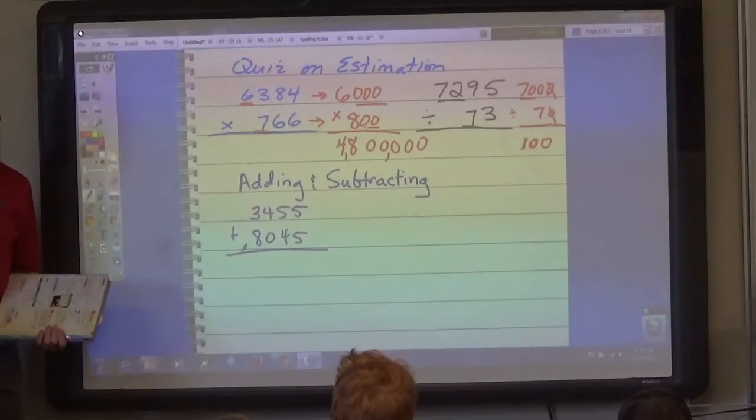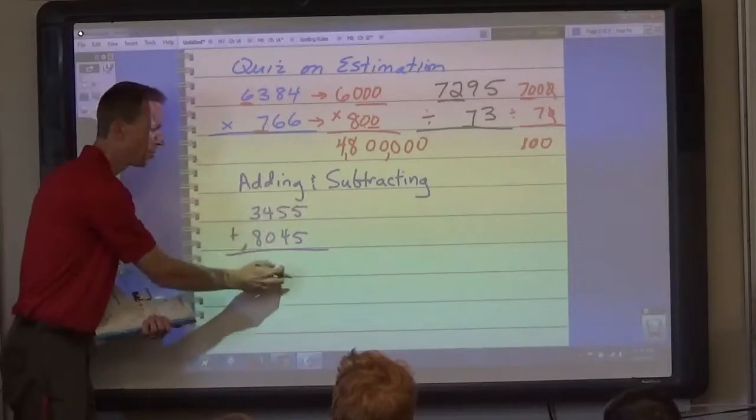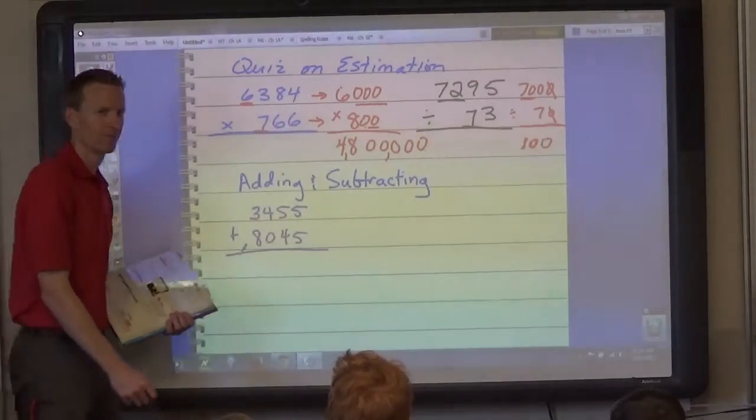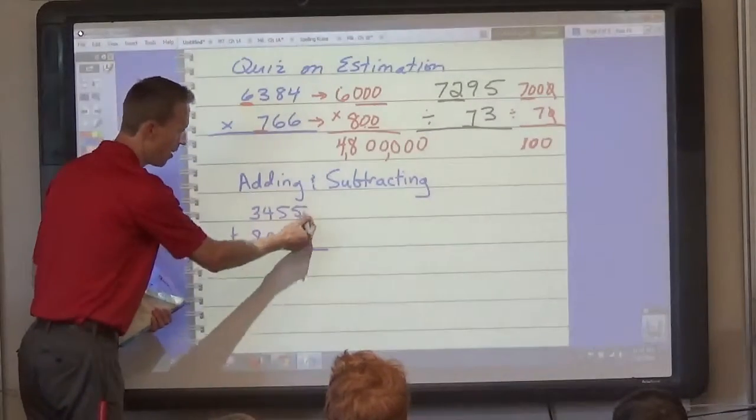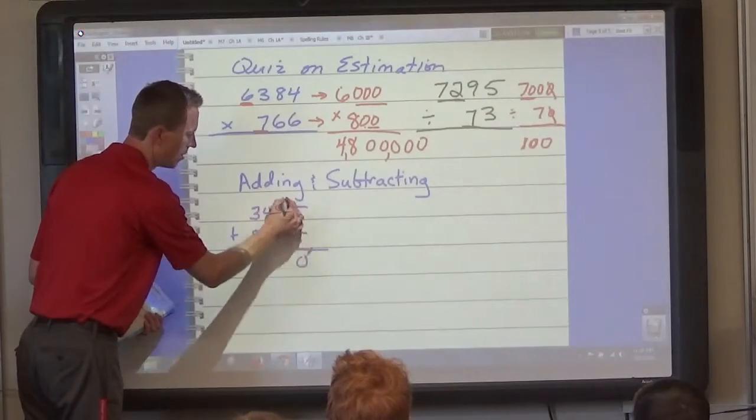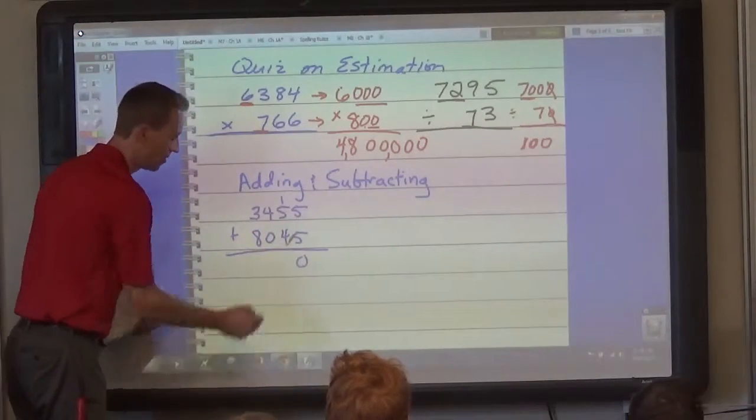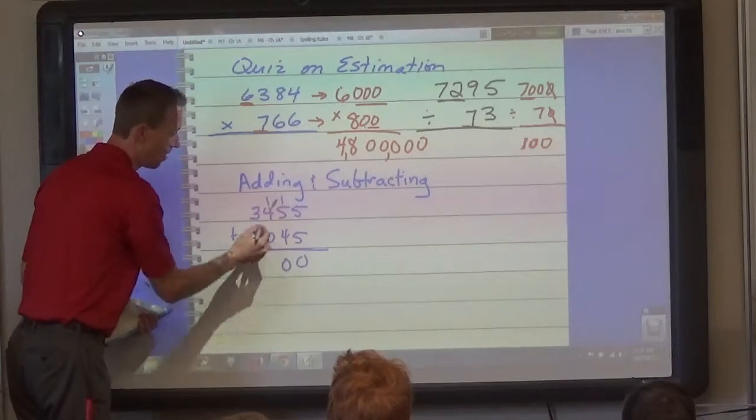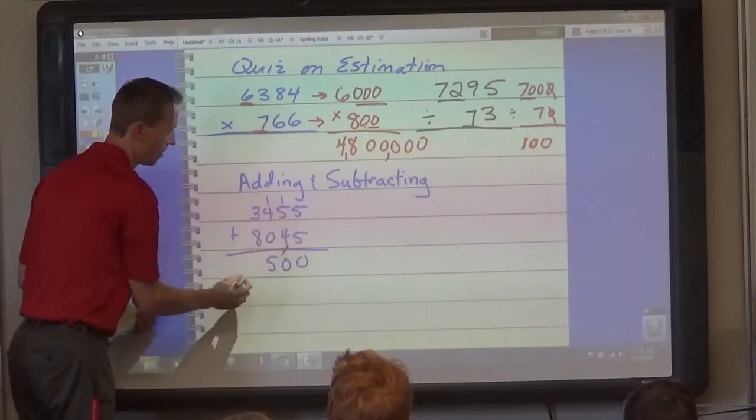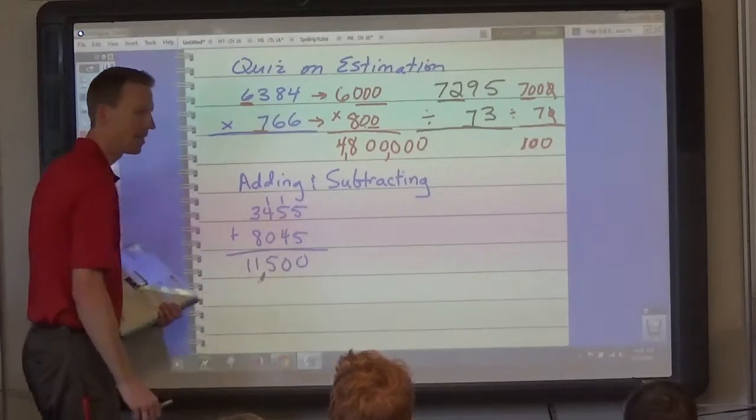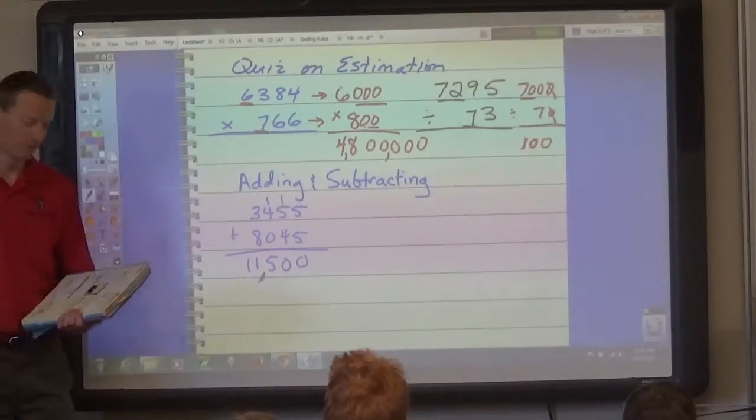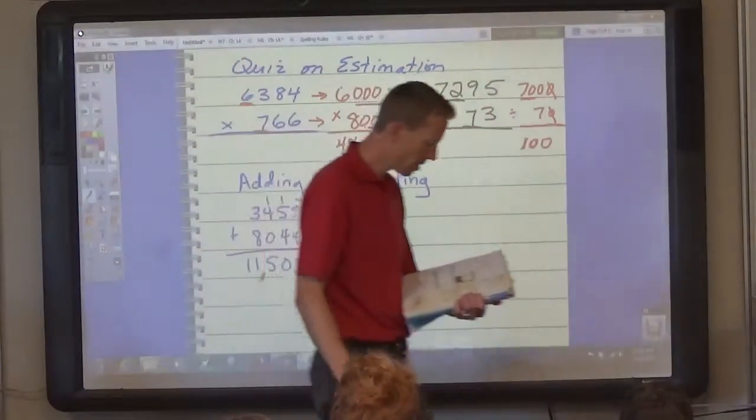Remember how to add these? Line up the place values. Let's do this together quickly. 5 plus 5 is? 10. 1 plus 5 plus 4 is? 10. And 11. 11,500, right? Okay. How about this one?